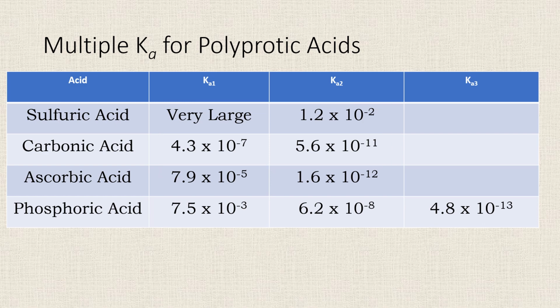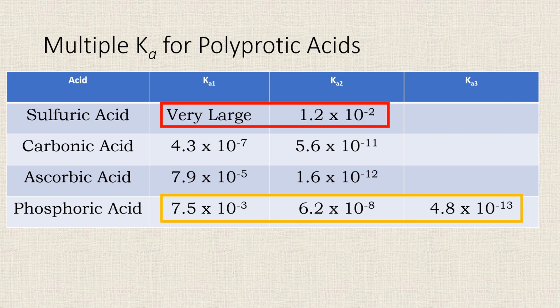Sulfuric acid is a strong acid, and its first Ka is very large. This means that one proton readily dissociates. Its second Ka is a little smaller. Carbonic and ascorbic acids are both weak acids. Notice the triprotic acid, phosphoric acid. It has three Ka values.